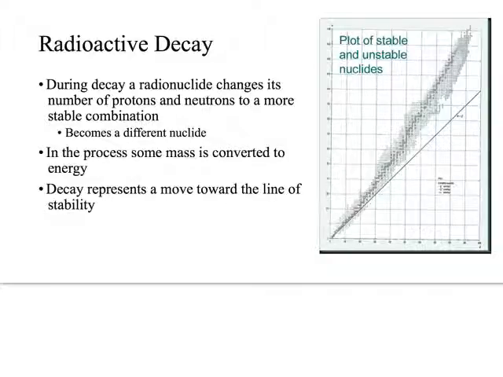So, radioactive decay is any movement that a nuclide makes to get back to that line of stability. All of these things would prefer to be stable, and so they're going to make a number of energy exchanges in order to become stable. And during decay, a radionuclide changes its number of protons and neutrons to a more stable condition. And so, in essence, it becomes a different nuclide. Sometimes it even becomes a different atom of a different element. Which is kind of crazy when you think about it.